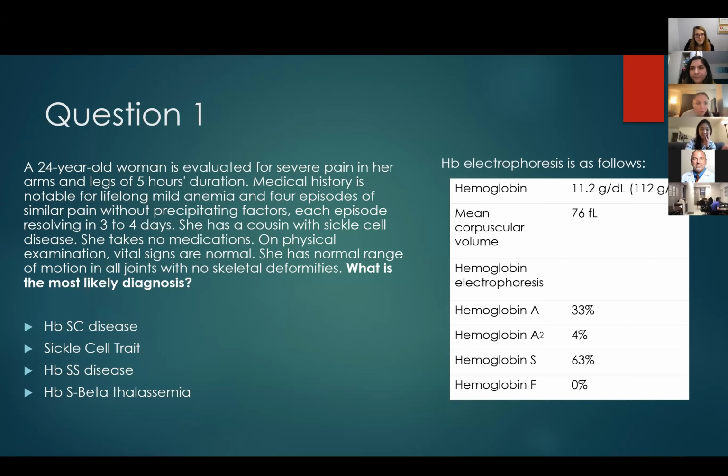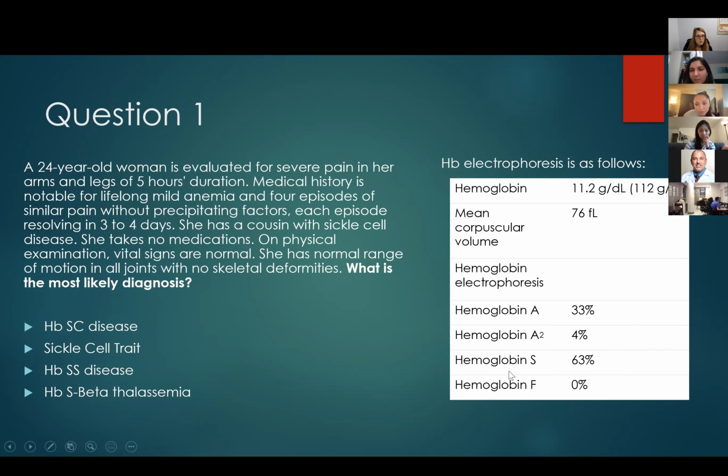Sure. So a 24-year-old woman is evaluated for severe pain in her arms and legs of 5 hours duration. Medical history is notable for lifelong mild anemia, 4 episodes of similar pain without precipitating factors, each episode resolving in 3 to 4 days. She has a cousin with sickle cell disease. She takes no medications. On physical exam, vital signs are normal. She has normal range of motion in all joints, no skeletal deformities. And what is the most likely diagnosis?